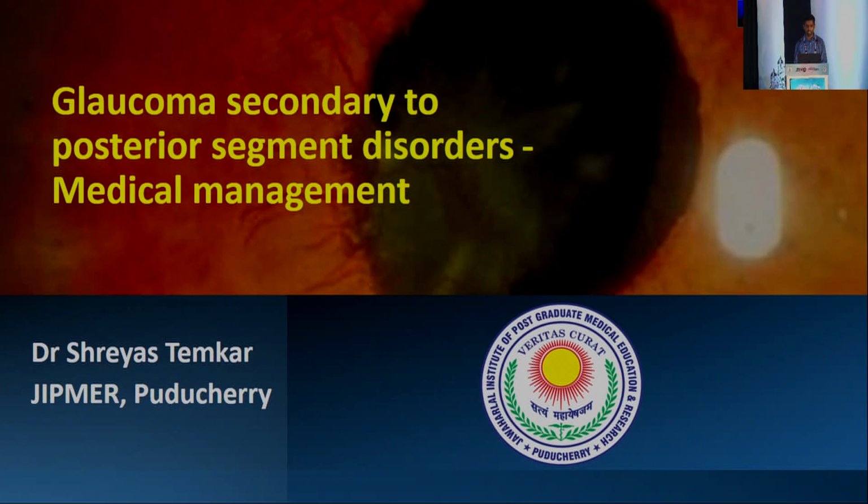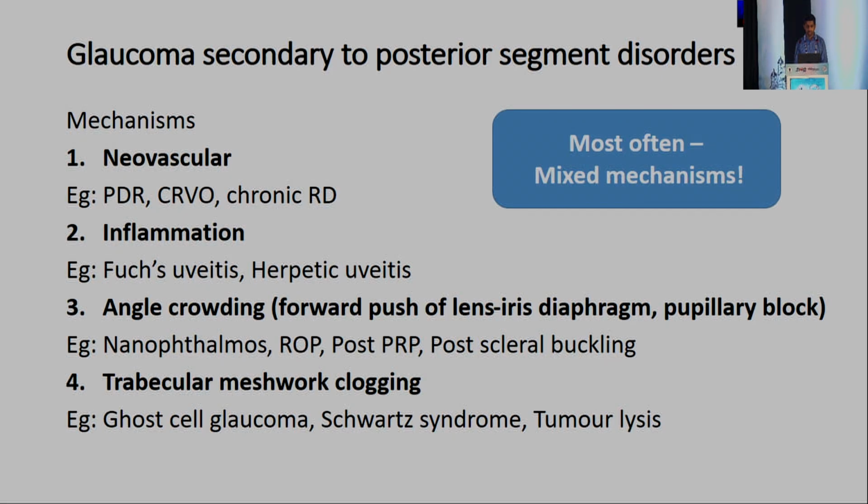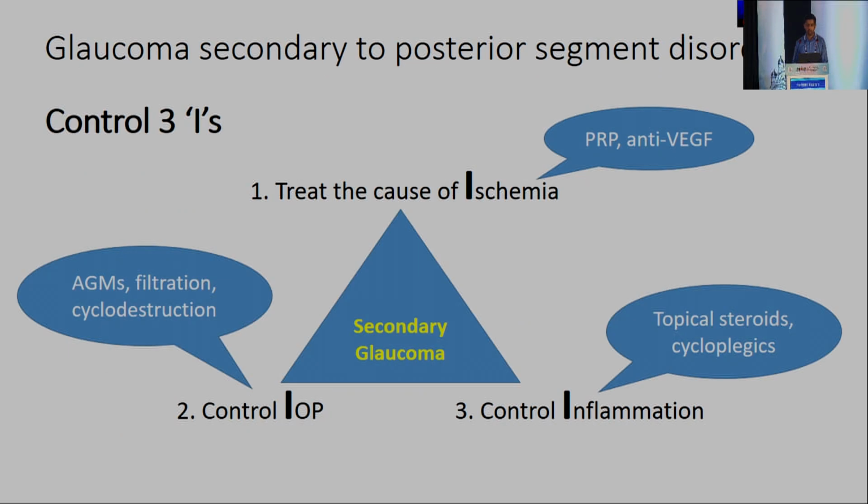Good morning, one and all. I'll be discussing medical management in glaucoma secondary to posterior segment disorders. As we have already seen, mechanisms in these glaucomas can be neovascular, inflammatory, angle crowding due to pushing of the lens iris diaphragm or pupillary block, or trabecular meshwork clogging. But most often it is mixed mechanism glaucomas which we see in this subset of patients. So how do we deal with glaucoma secondary to posterior segment disorders?